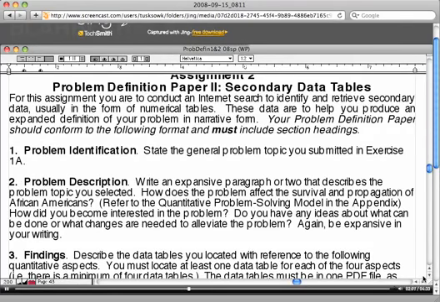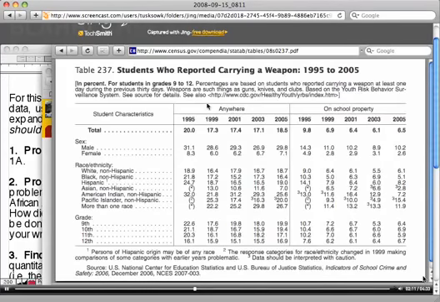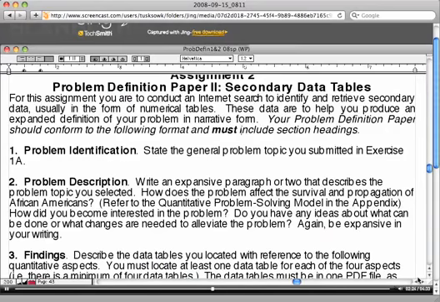And I would actually state the problem that I'm interested in looking at. I would be looking at students who carry weapons. You know, how many of them are there? Is it disproportionately male or female? Are there any disparities regarding race, ethnicities, or by grade?